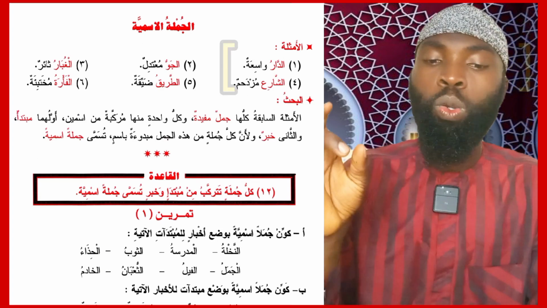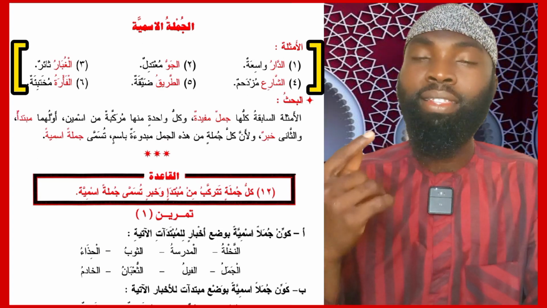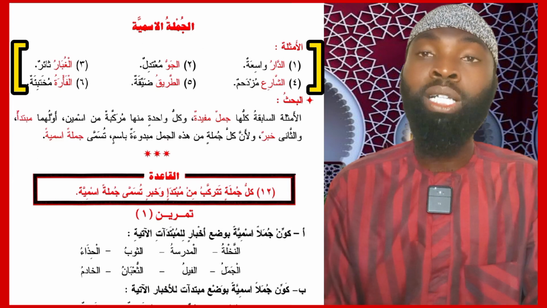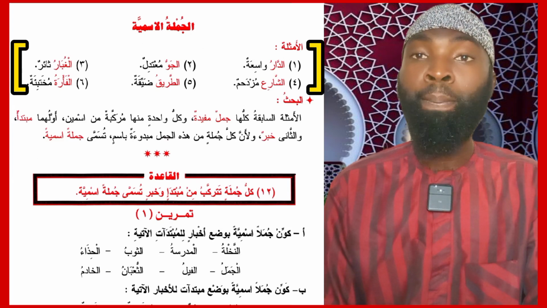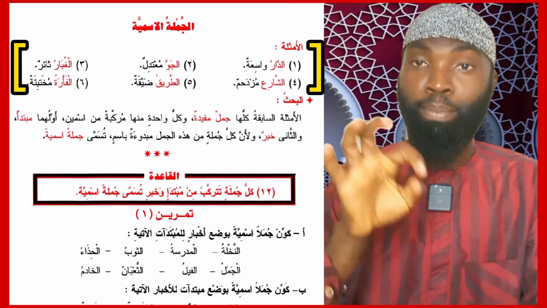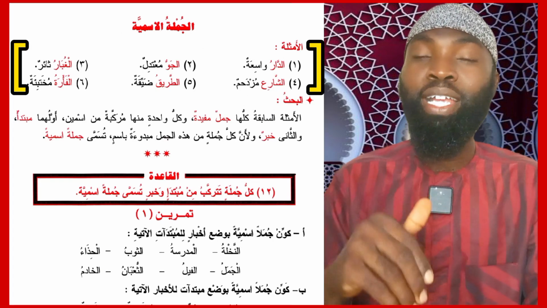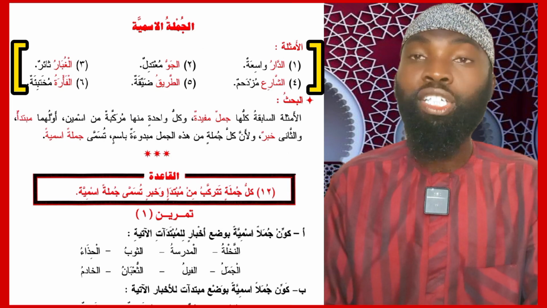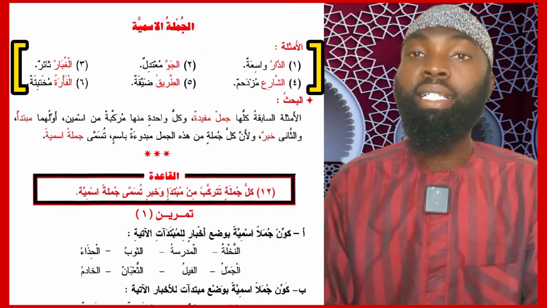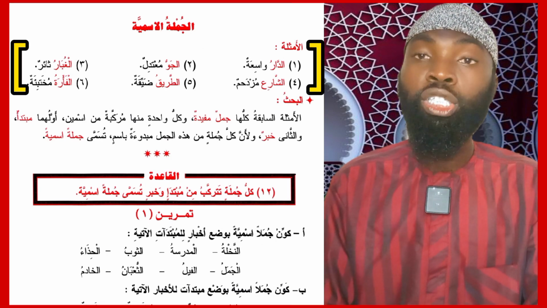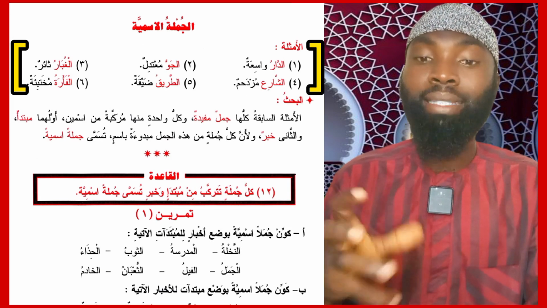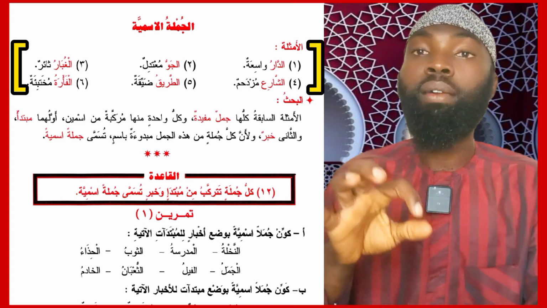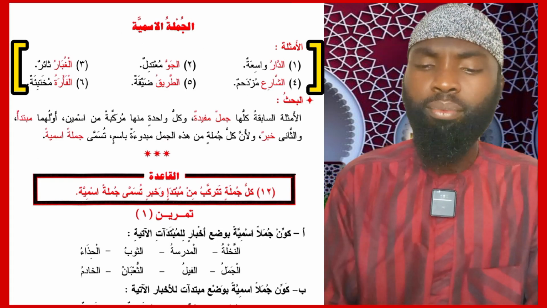As usual, we have examples. Number one, ad-daru wasi'atun, the house is wide. Number two, al-jawu mu'tadilun, the temperature is temperate, moderate. Number three, al-ghubaru tha'irun, the dust is swirling. Number four, ash-shari'u muzdahimun, the street is crowded. Number five, at-tariqu dayiqatun, the road is tight, the road is narrow. Number six, al-fa'ratu mukhtabi'atun, the rat is hidden or is hiding.